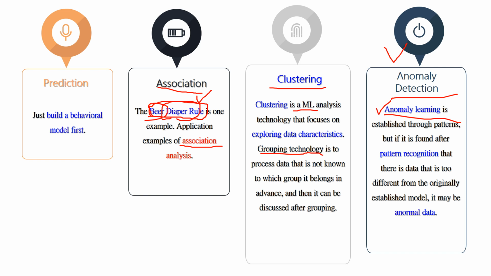And let's look at the definition here. Anomaly learning is established through patterns, okay? Patterns. But if it is found after pattern recognition that there is data that is too different from the original established model, it may be abnormal data, okay?